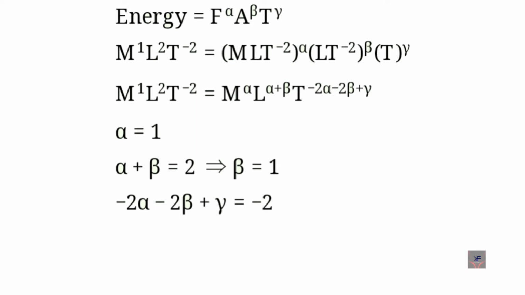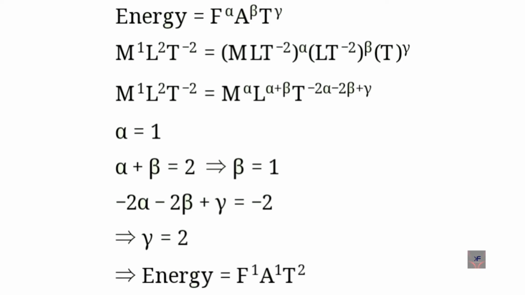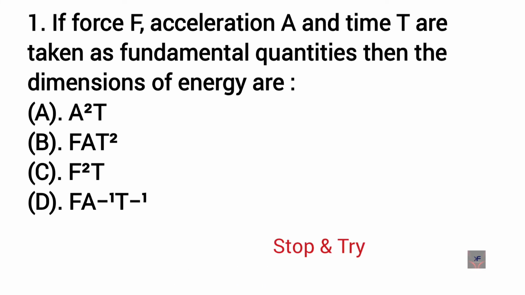Now substitute the value of both alpha and beta in minus 2 alpha minus 2 beta plus gamma equals minus 2. So gamma equals 2. Therefore, energy equals F to the power 1, A to the power 1, T to the power 2. So the correct option is B.